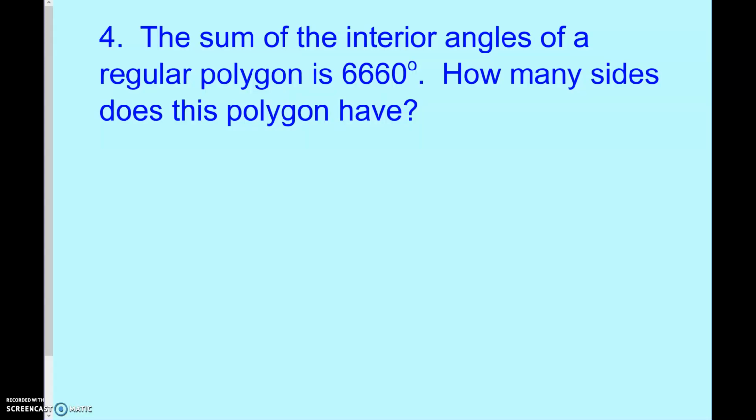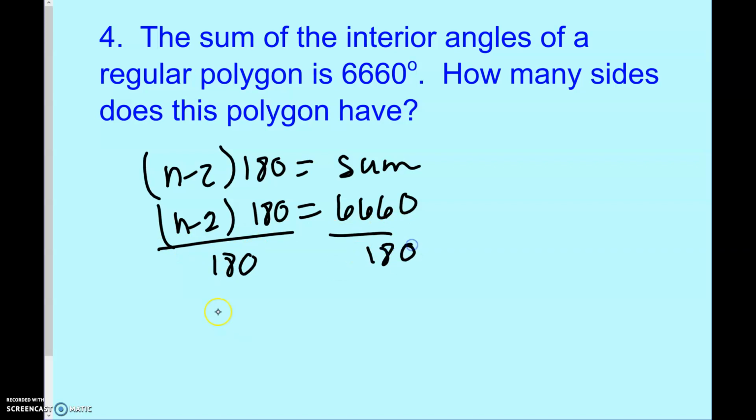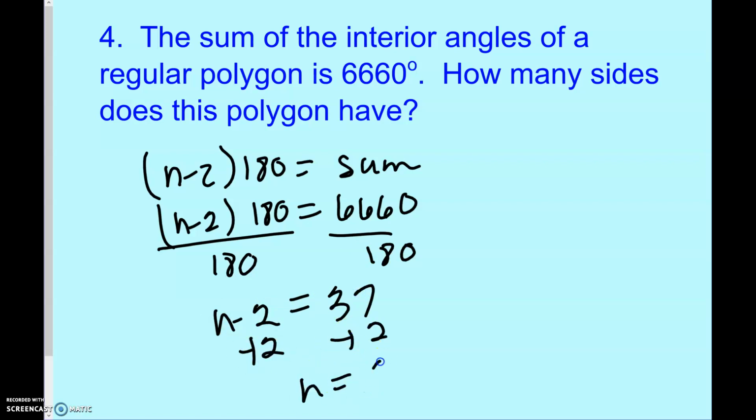All right, the sum of the interior angles of a regular polygon is 6,660. How many sides does it have? Well, usually we're taking n minus 2 times 180 to get the sum. Well, this time we have the sum, and we know that that sum is 6,660. So our first step in solving is going to be to divide both sides by 180. So now n minus 2, I think that comes out to be 37, and then we add 2. So the number of sides is going to be 39 sides.